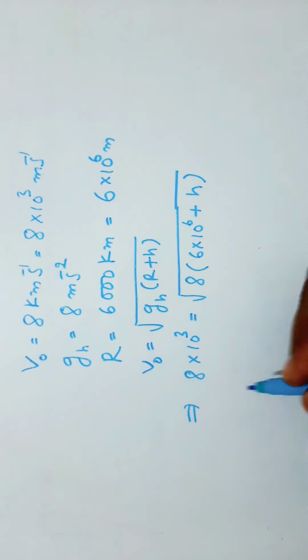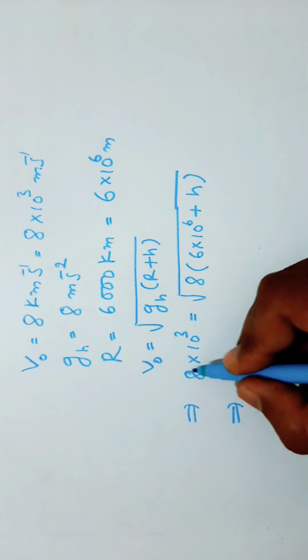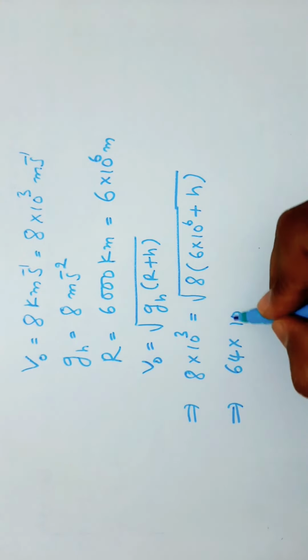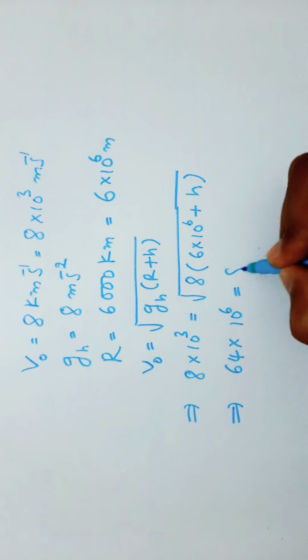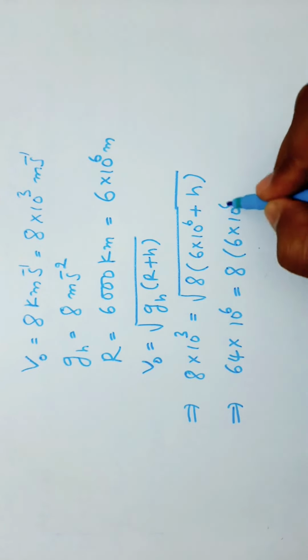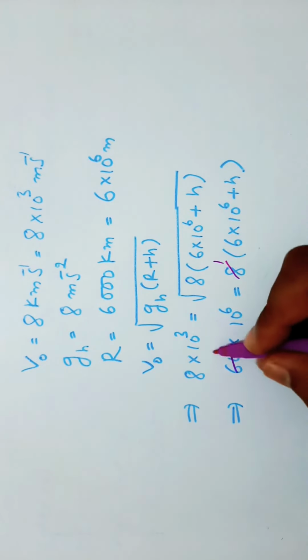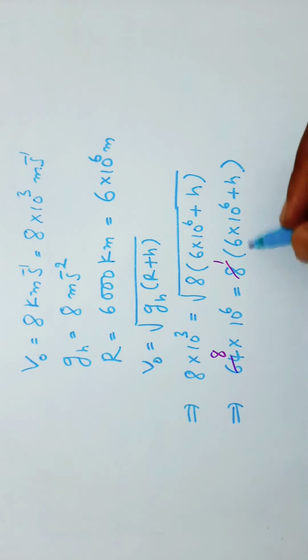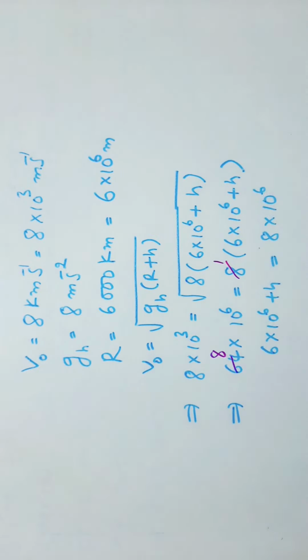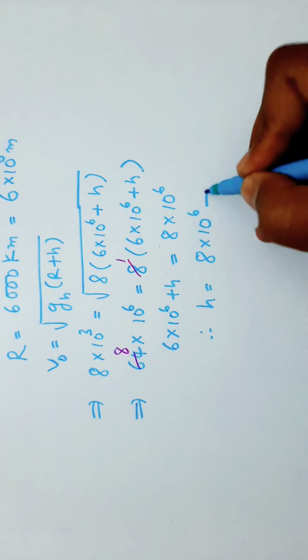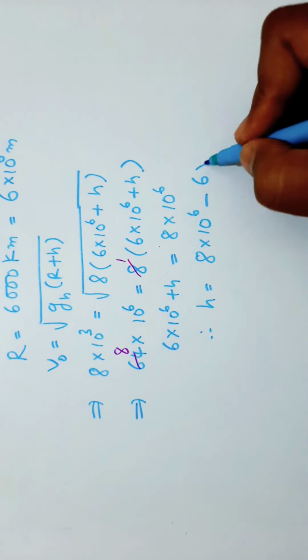So square on both sides, we can get 8 square, that is 64, into 10 cube whole square, that is 10 to the power of 6, that is 8 into 6 into 10 to the power of 6 plus H. So here we can write 6 into 10 to the power of 6 plus H is equal to 8 into 10 to the power of 6. So from this, therefore H is equal to 8 into 10 to the power of 6 minus 6 into 10 to the power of 6.